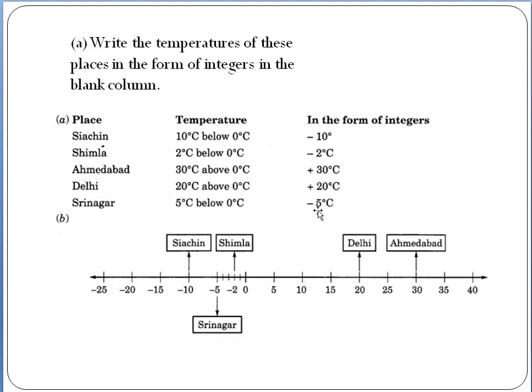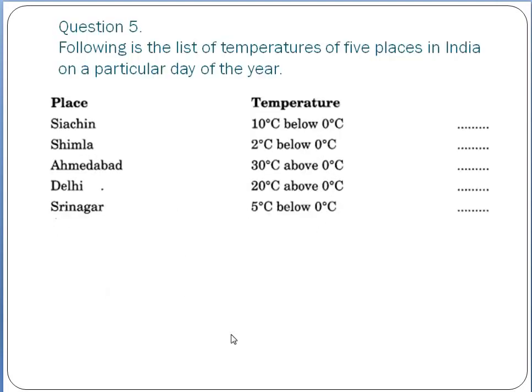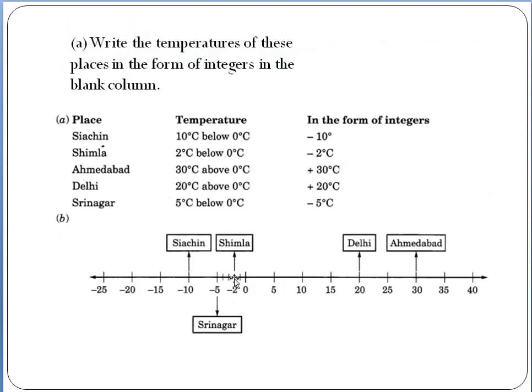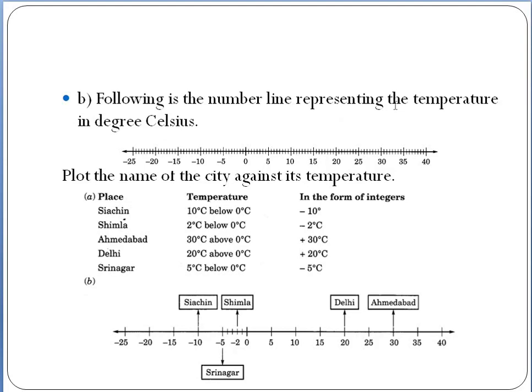So above 0 degrees centigrade, temperature is represented by positive, and below 0 degrees, temperature is represented by negative. Now in the second bit, B bit, it is given to write the temperature of those places in the form of integers in the blank column.